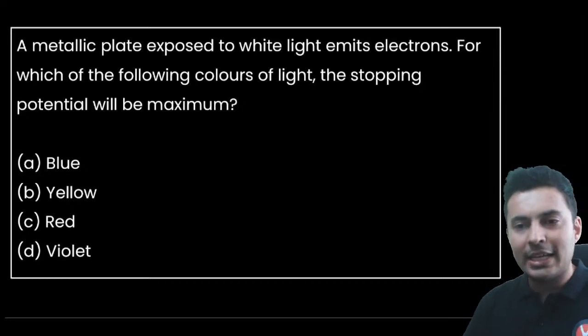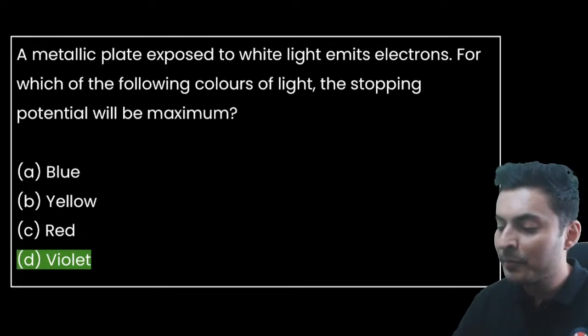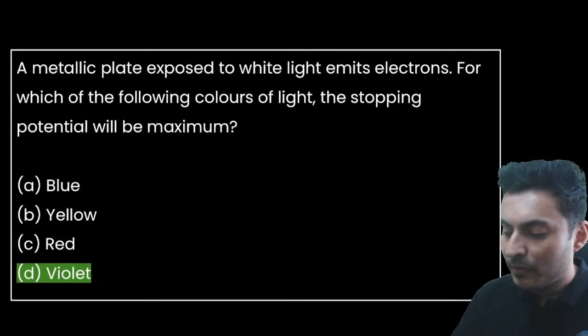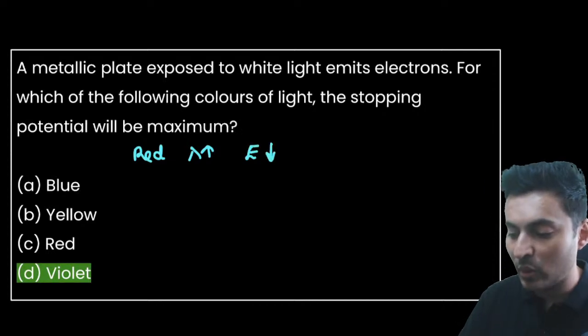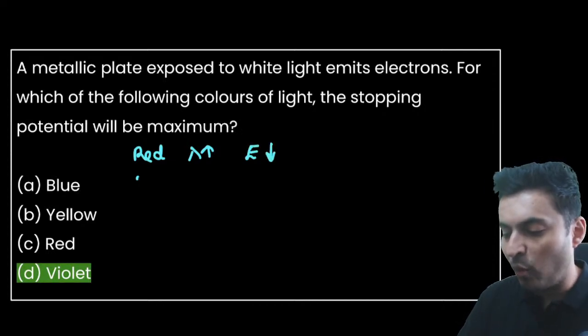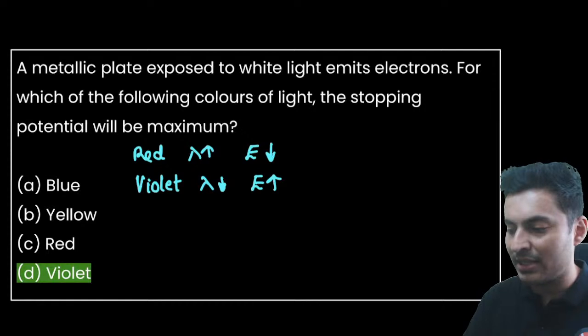See, the correct answer for this, many of you are confused between D and C. The answer is D, it is not C. Red light has maximum wavelength, but energy wise it is minimum. Photon's energy is minimum. Violet light has the shortest wavelength. That is the reason why the energy is maximum.